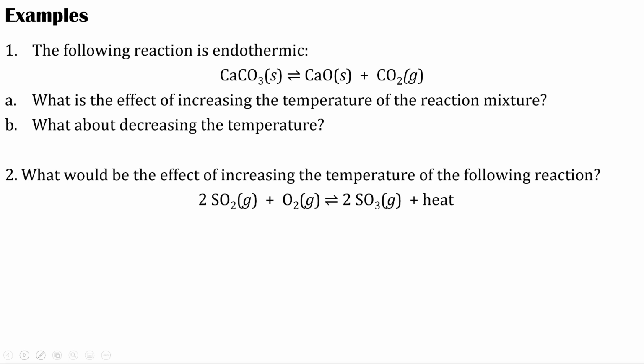All right, so in this reaction, CaCO3 is endothermic, which means if it's endothermic, heat is going into the reaction. It is a reactant. And it says, what is the effect of increasing the temperature of the reaction mixture? So if I increase the temperature, the reaction is going to shift forward. So it shifts to the right. And decreasing the temperature, so if I decrease the temperature, the reaction would shift to the left.